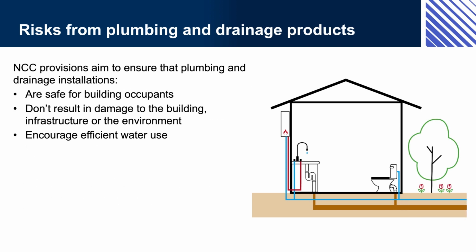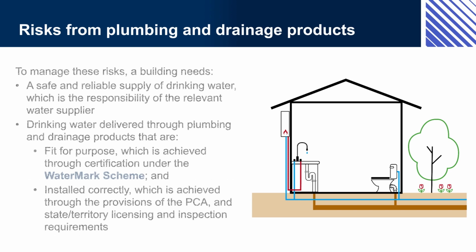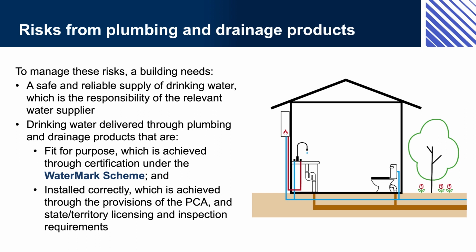Ensuring that plumbing and drainage installations are safe involves ensuring that the water supply is safe for use, sewerage is safely evacuated for treatment, plumbing and drainage products are appropriate and safe for use, plumbing and drainage products are installed correctly. Water suppliers are responsible for the quality and reliability of water supply. The suitability of plumbing and drainage products is managed through WaterMark certification. Installation is managed through the provisions of the PCA and state and territory approval and inspection regimes, where appropriate.